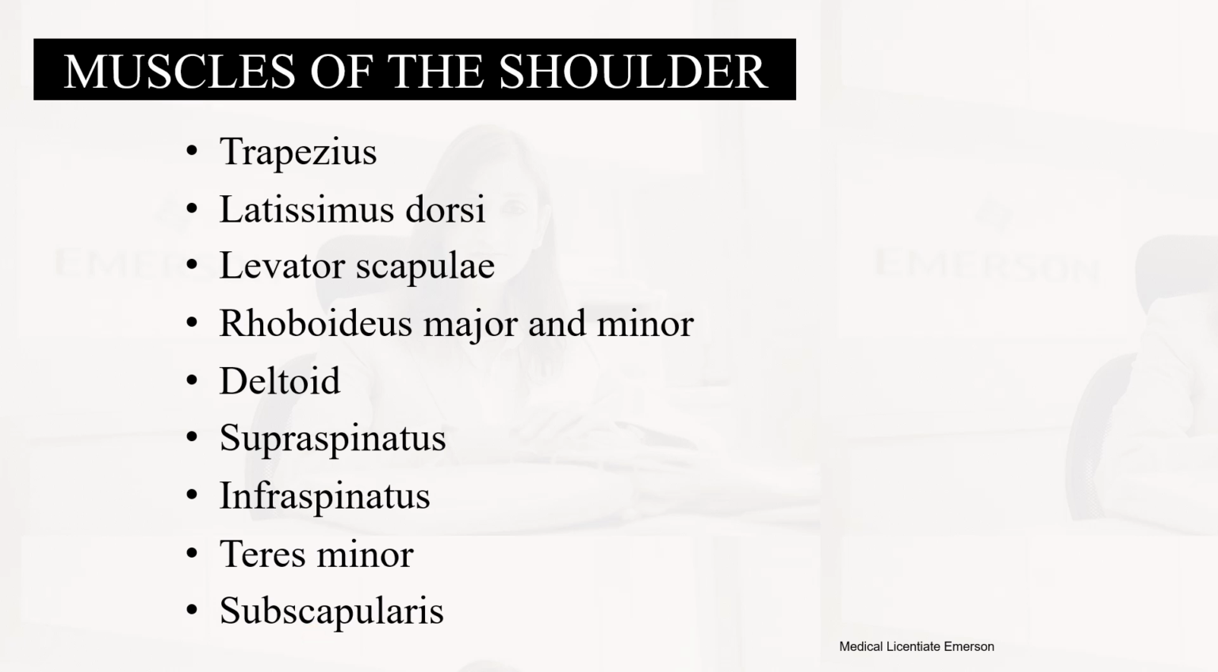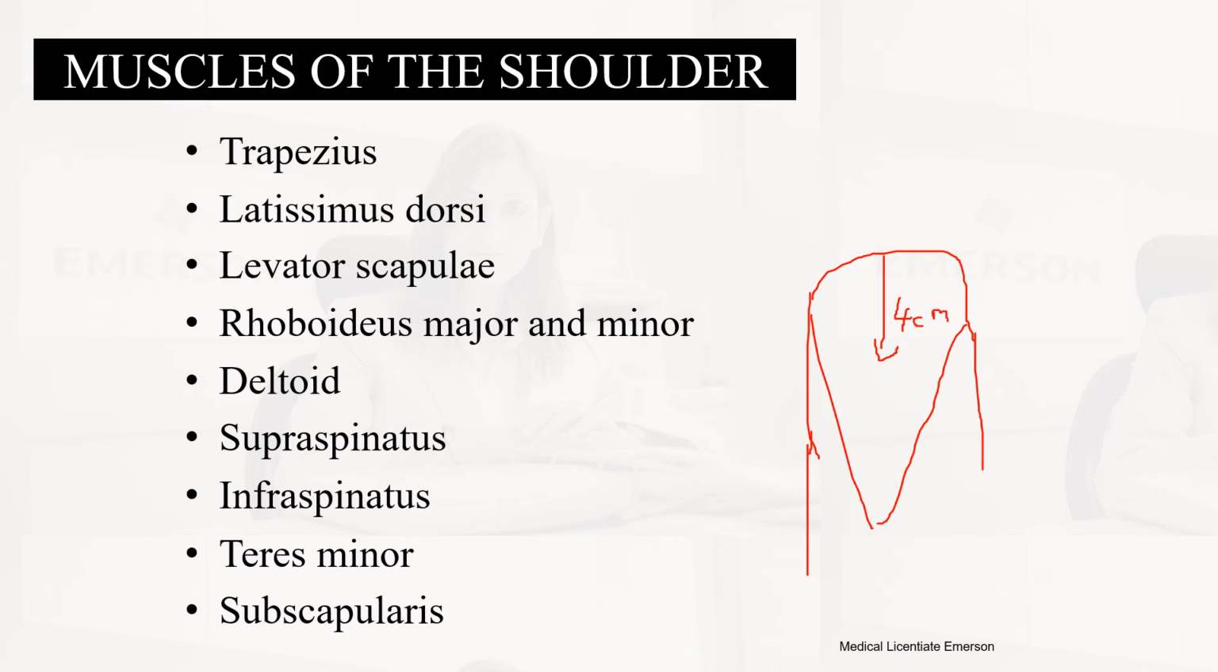And remember, if you want to do an injection, if this is the shoulder and this is the arm, the deltoid muscle will be somewhere this side. Forgive my drawing. If you want to inject someone with medication, you can go 4 centimeters below and inject here.